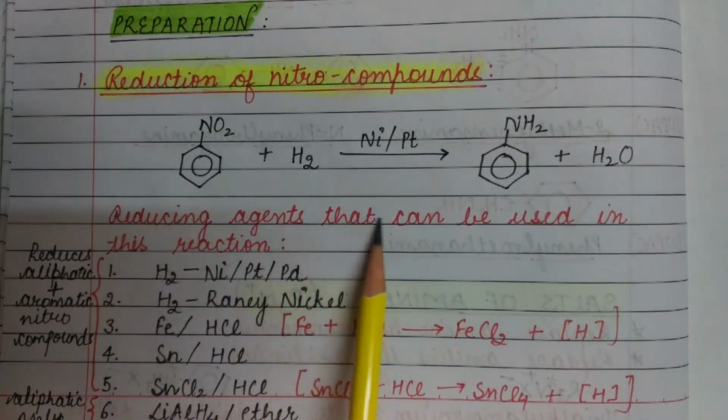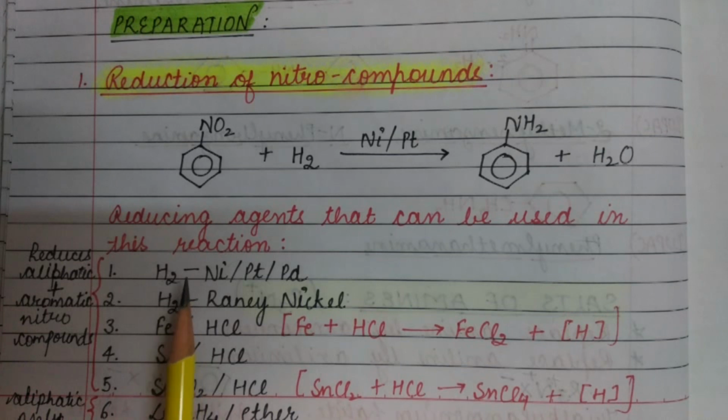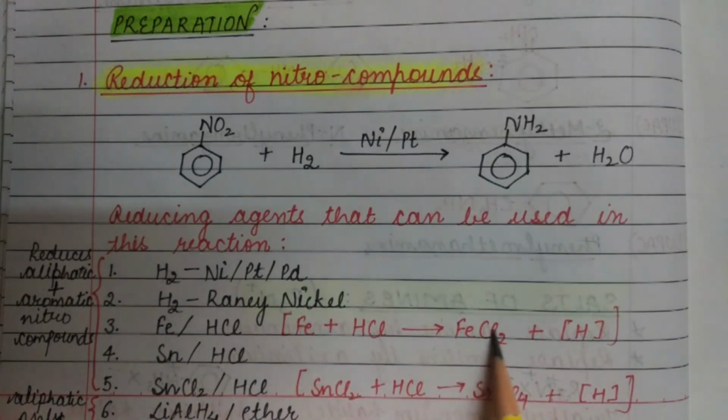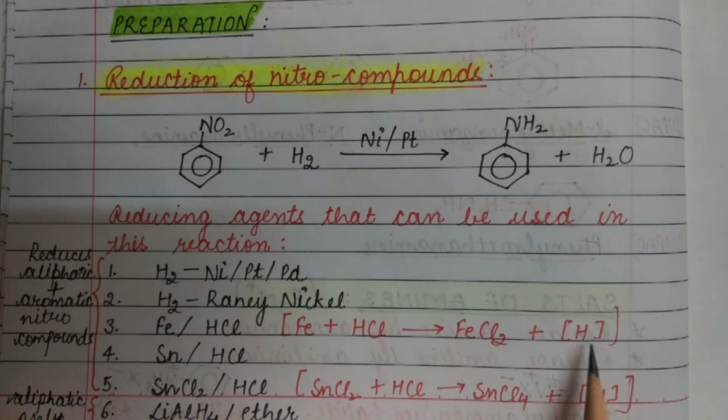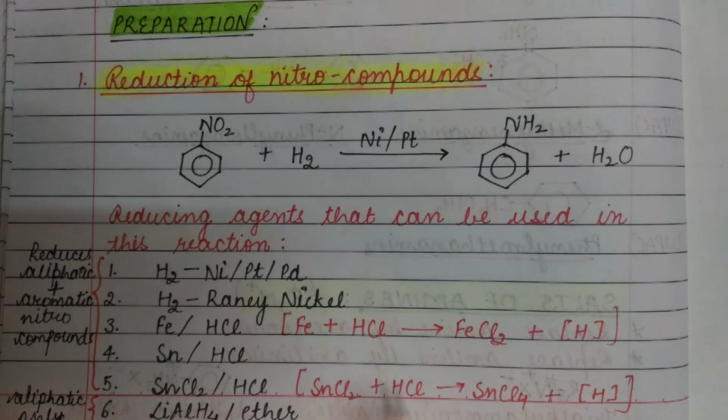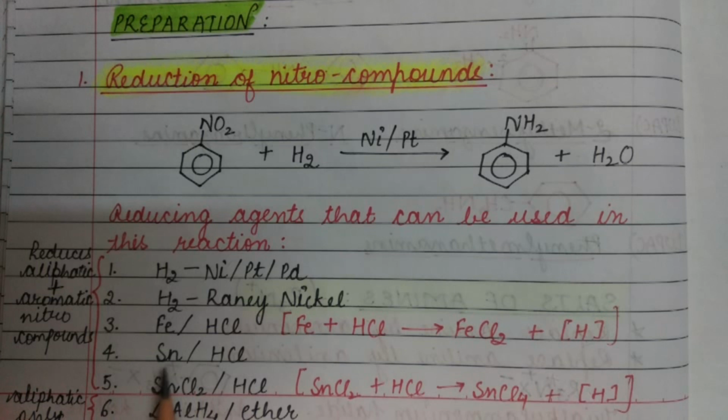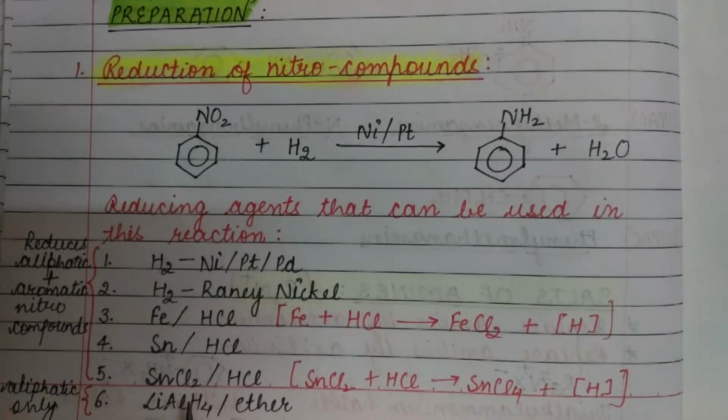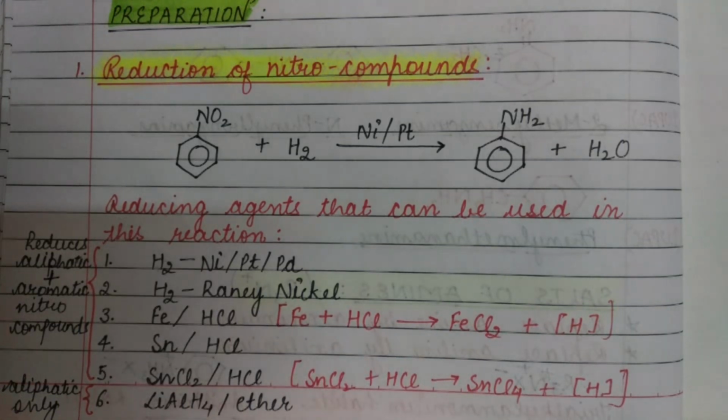The reducing agents that can be used in this reaction are hydrogen in the presence of nickel, platinum, palladium, hydrogen in the presence of Raney nickel, iron plus HCl, which forms FeCl2 plus hydrogen. This hydrogen acts as a reducing agent. Tin plus HCl, tin chloride plus hydrogen, which is again a reducing agent. These all can reduce aliphatic plus aromatic nitro compounds, but the only reducing agent, lithium aluminium hydride in the presence of ether, can only reduce aliphatic nitro compounds.